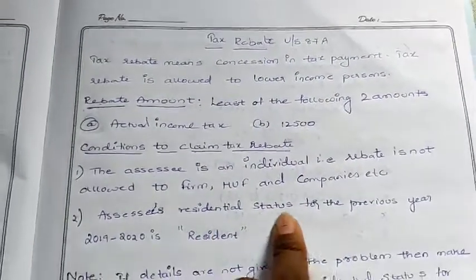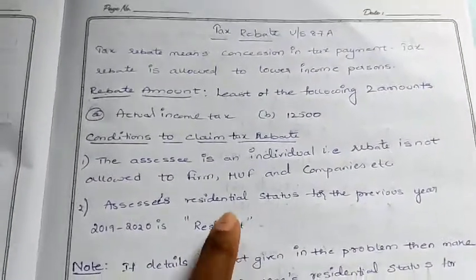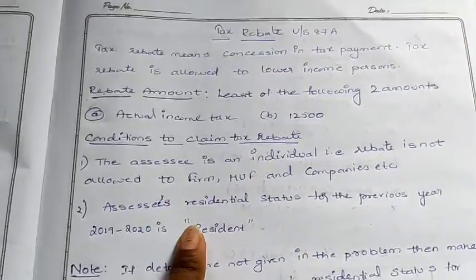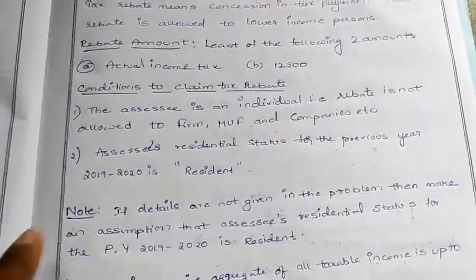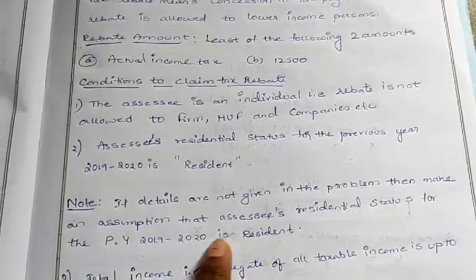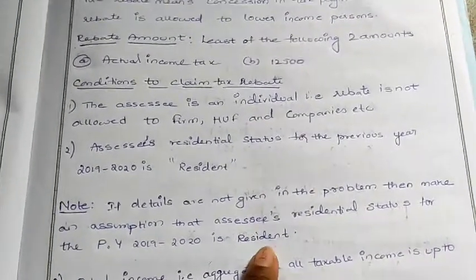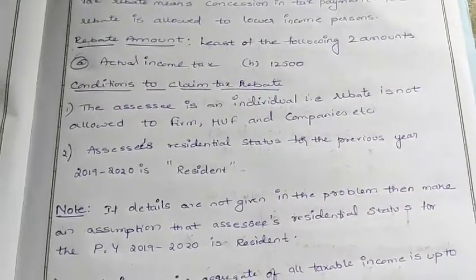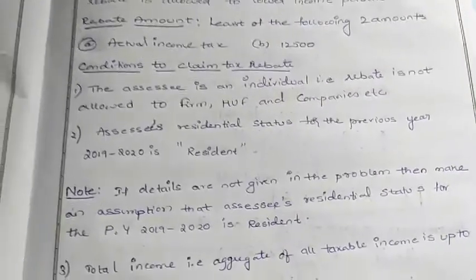Next, the assessee's residential status for the previous year 19-20: he should be a resident. For the previous year, you should be a resident, then only the tax rebate will be applicable. Next, see the note over here. If details are not given in the problem, then make an assumption that the assessee's residential status for the previous year 19-20 is resident. If the question does not mention where he has stayed in the previous year, then we have to think that he is a resident.